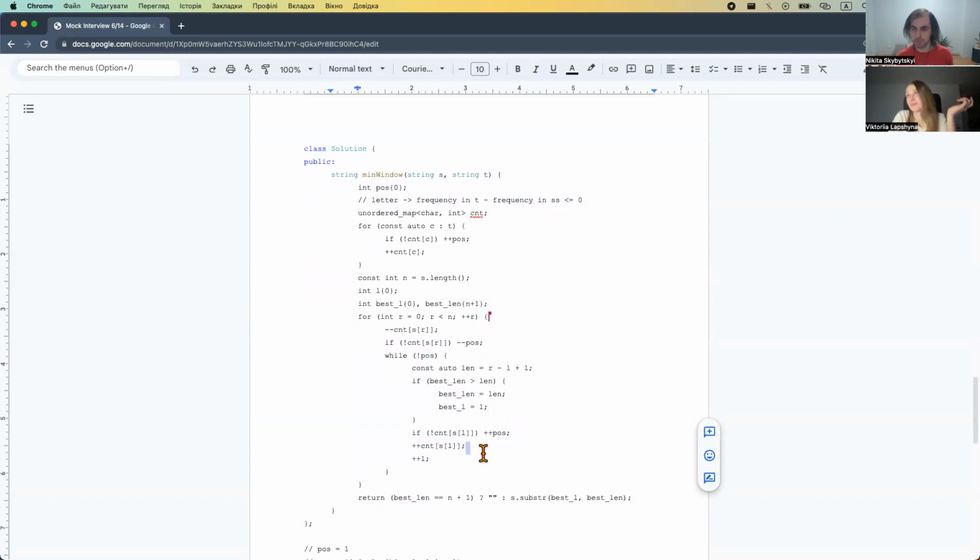Yep, it works. It works quite well. It says that it beats 63% in runtime and 50% in memory. The runtime is probably very small in absolute terms.